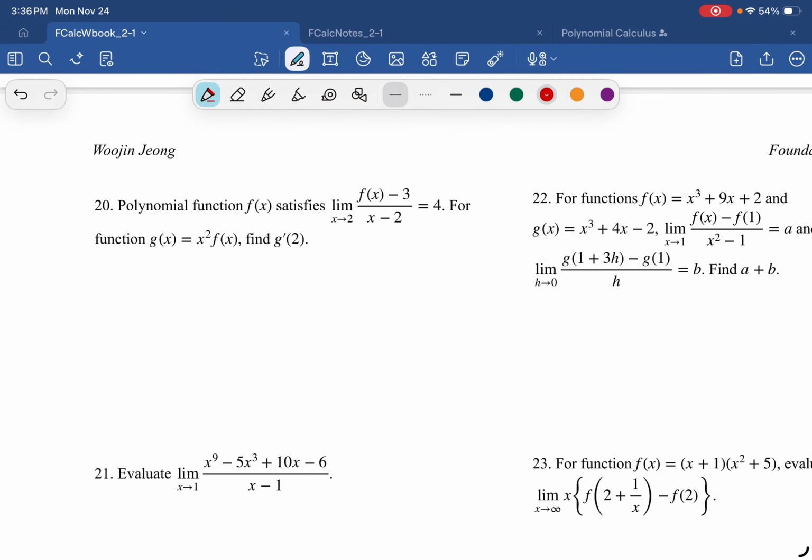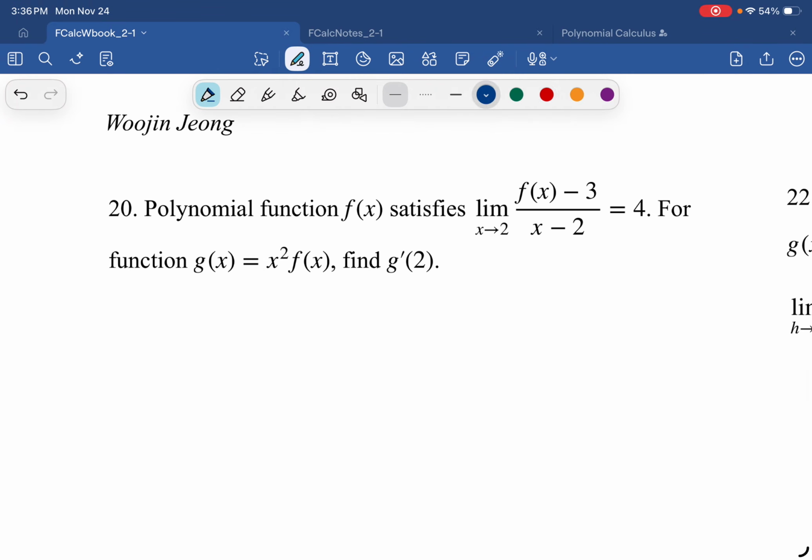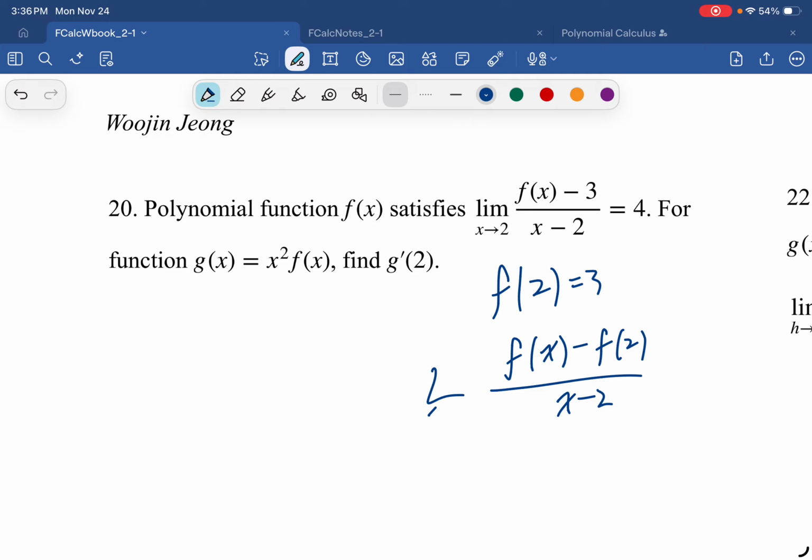All right, so number 20, polynomial function f of x satisfies this. So let's just walk over this together. x goes to 2, x minus 2, f of x minus 3 goes to 4. Again, the limit must exist, but the denominator goes to 0. Therefore, the numerator must go to 0 to make that indeterminate form. So f of 2 has to equal 3. Now we have to go back to the limit and say that, hey, since we figured that out, we're going to replace 3 with f of 2, and then we can immediately see very clearly that this is going to be f prime of 2, and that's going to equal 4, right? So always go back to the limit and figure out that additional piece of information.